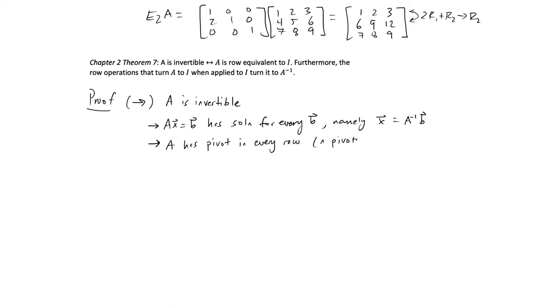So if there's a pivot in every row and there's n rows, we're assuming A is square because it's invertible and we're only working with square matrices here. If you have a pivot in every row, it's going to have a pivot in every column. And if you have a pivot in every row and every column, then you're going to be row equivalent to the identity matrix.